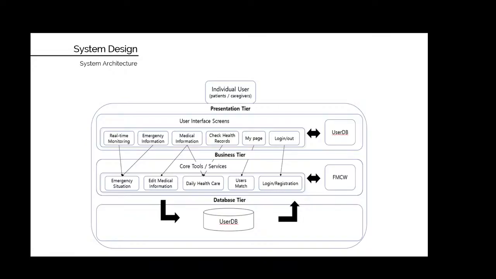Next, the business layer is the core set of tools and services in the system, including the emergency situation system, edit medical information, daily healthcare, users match, login, registration, and these features interact with FMCW radar sensors to assist in real-time monitoring. Finally, the database layer represents a comprehensive database, the user database, which is the basis for the system to operate.